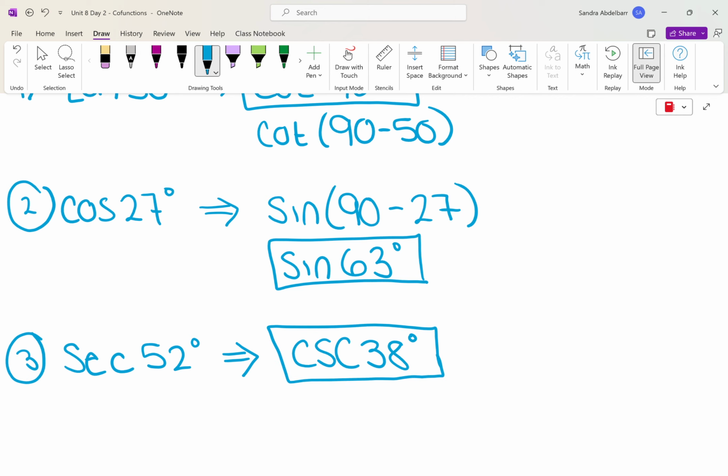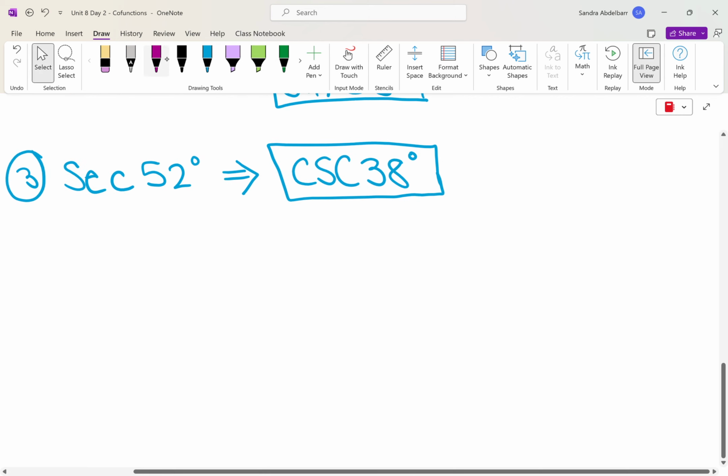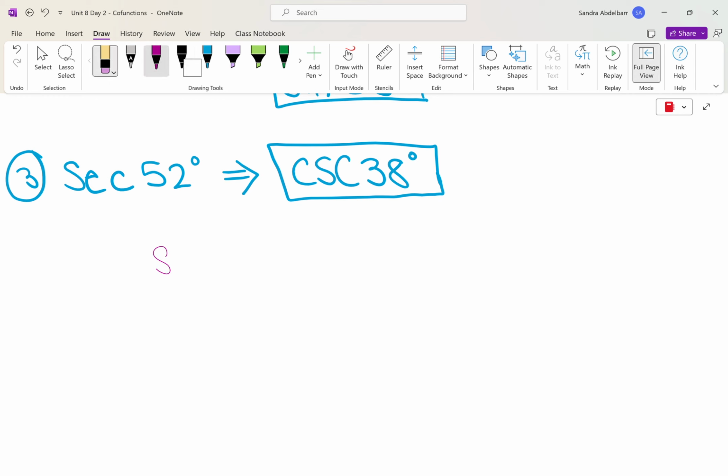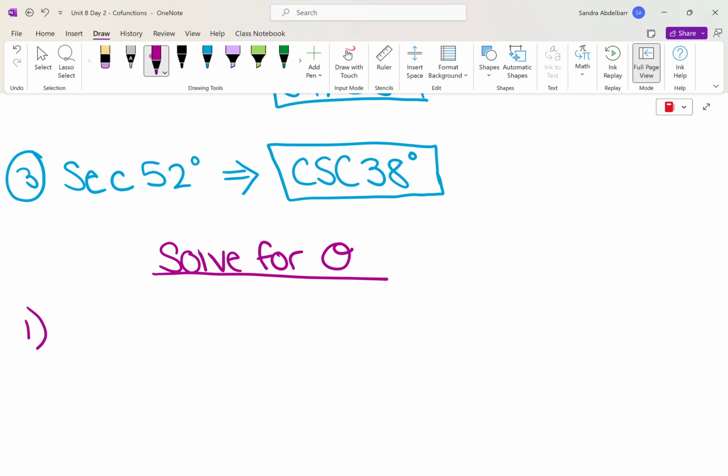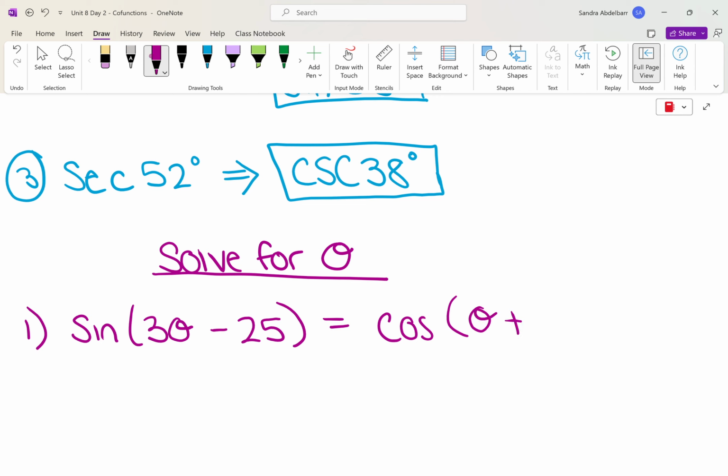All right, our last section. So we are going to now solve for theta. Three problems and then we're done. So for the first one, I'm going to have sine of 3 times theta minus 25 is equal to the cosine of theta plus 10.